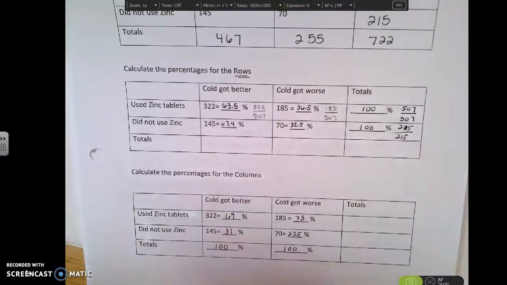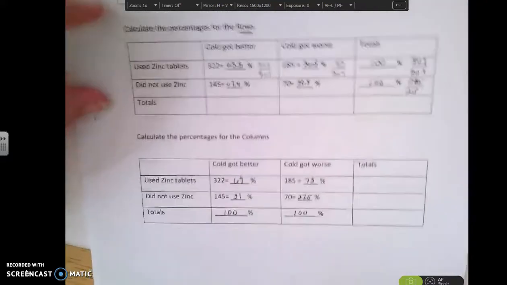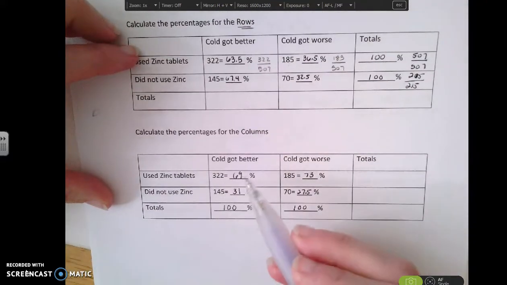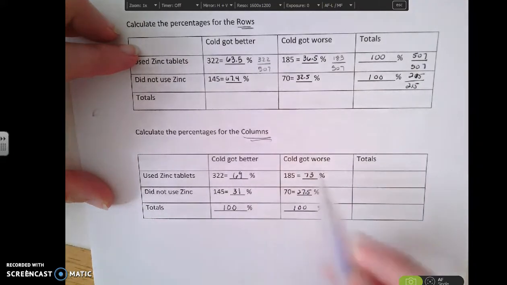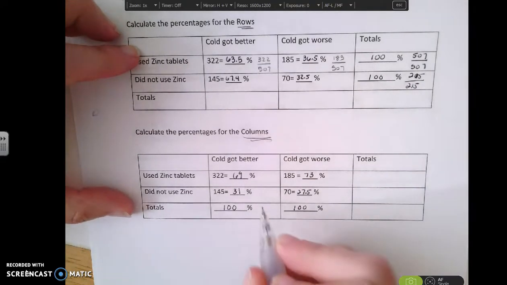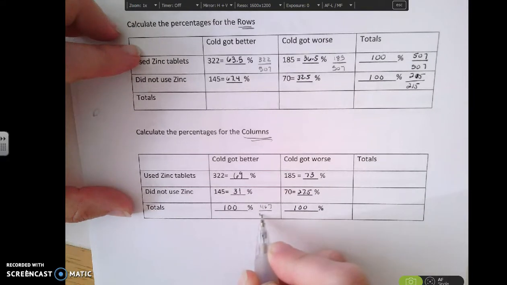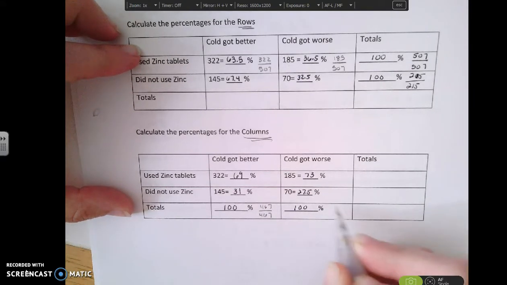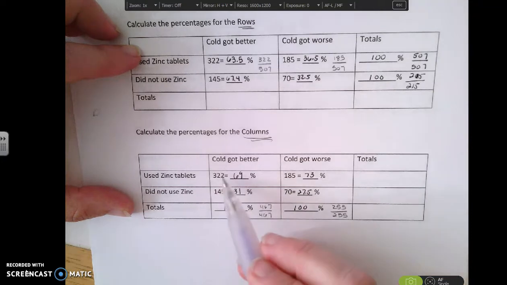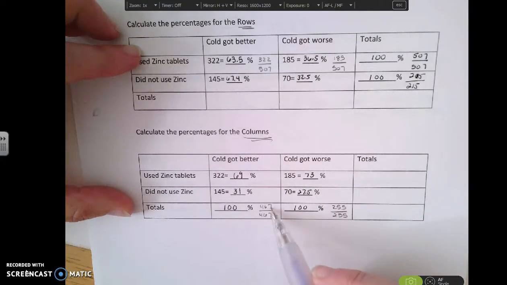Okay? So here's another one down here. This time we're doing it by columns, so we're going to go down. The totals here were 467, and I got that from the chart up above. And the totals here were 255. So 322 divided by 467 is 69%. 145 divided by 467 is 31%.